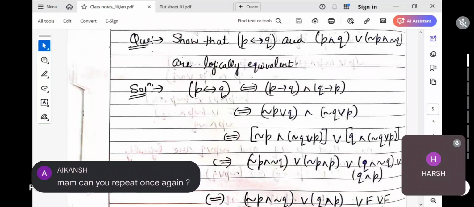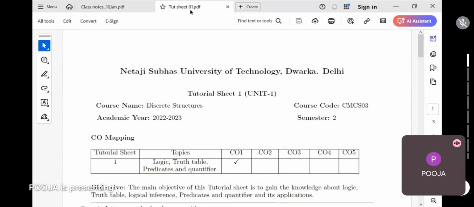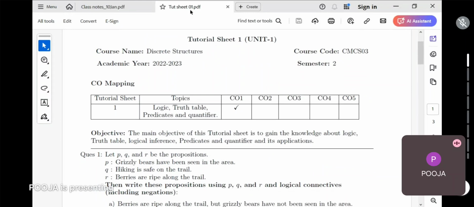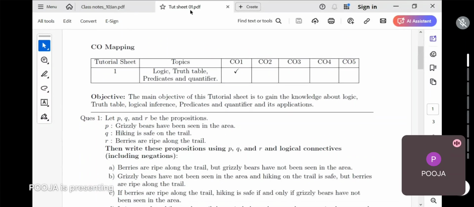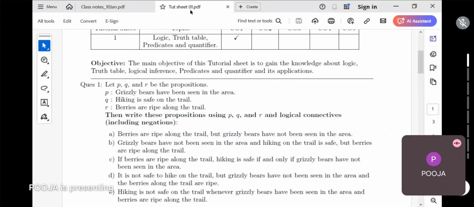No, ma'am. Okay. So the sheet I have shared with you, firstly I will do some questions. So this is question number one. From these questions, I want to show what kind of questions you can expect in the exam in case of discrete structures. So whatever we have covered till now is what we mean by proposition, what are propositional variables, what are logical connectives, how to use truth tables, and how to use the laws. Using these things we will do some questions.